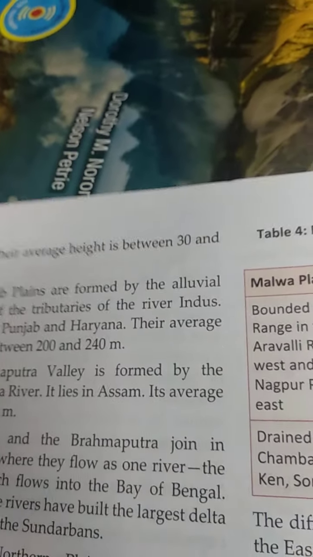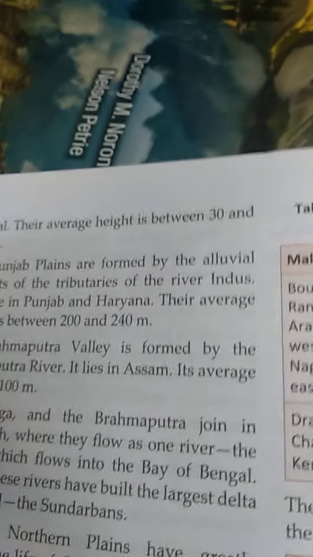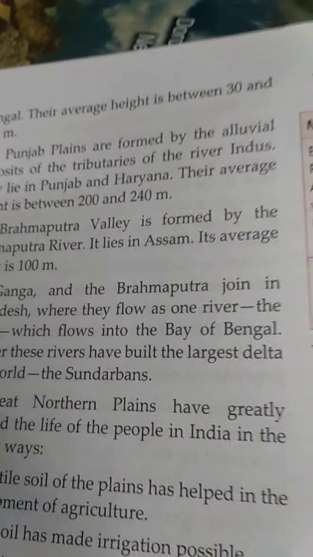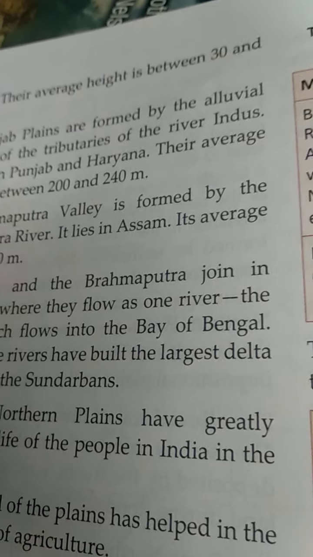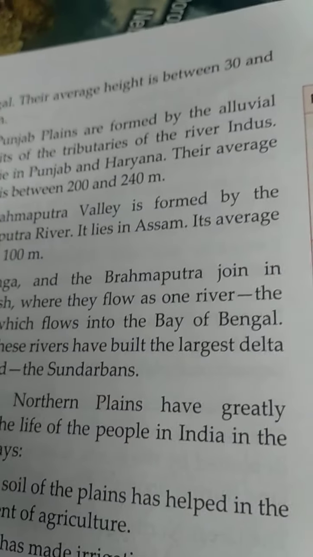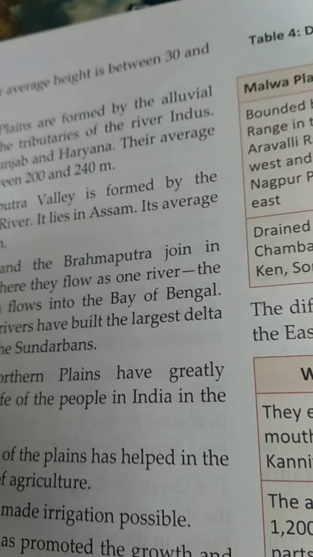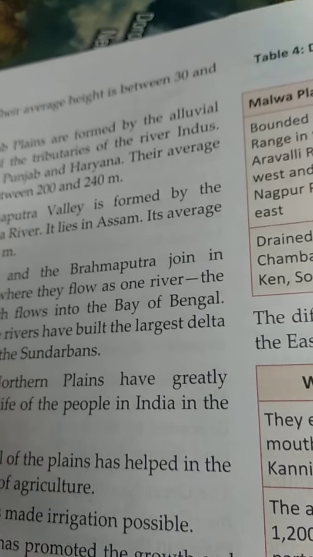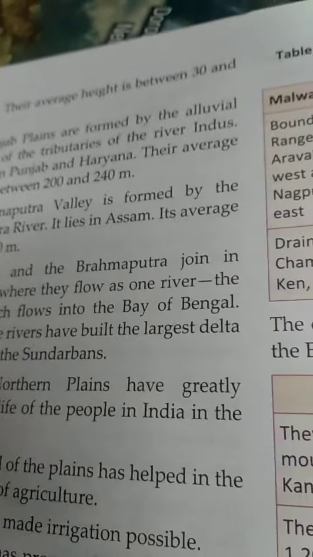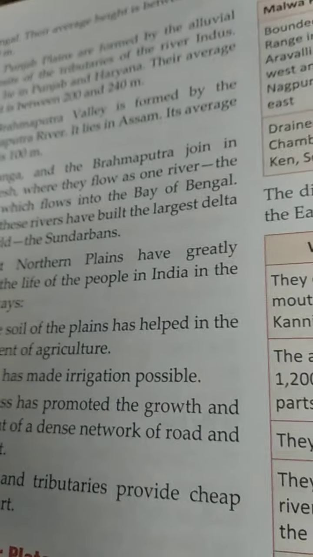Now the Brahmaputra Plain is formed by the Brahmaputra flowing over Assam, whose height is about 100 meters. The Ganga and Brahmaputra join near Bangladesh, where they flow as one river known as the Padma in Bengali, which flows into the Bay of Bengal, and their combination makes the greatest delta of the world near the Sundarban area.